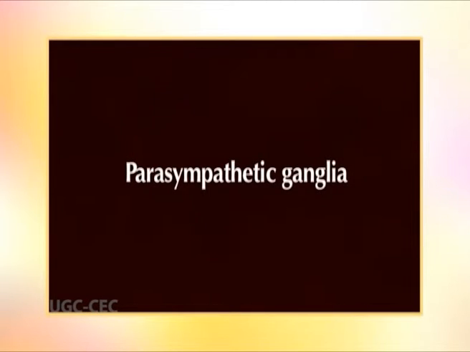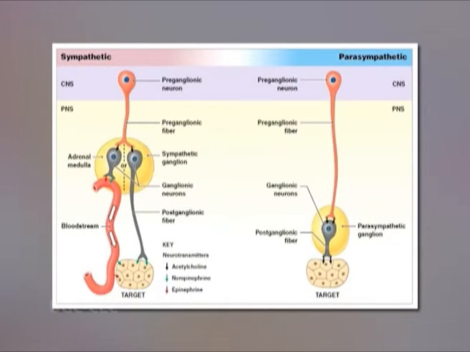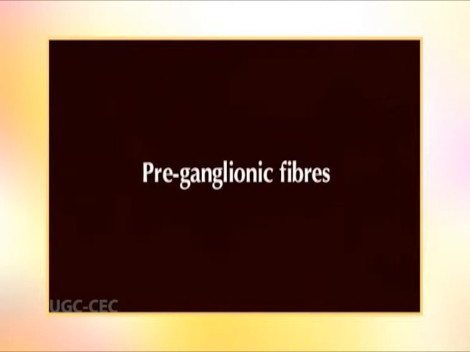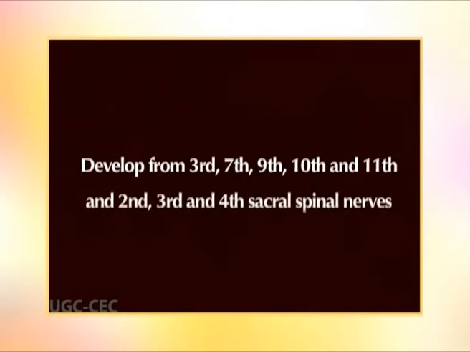parasympathetic ganglia. They are separate ganglia which occur in close association with the visceral organs and glands. There are additional ganglia which occur in the head: ciliary from the 3rd cranial, sphenopalatine and submaxillary from the 7th cranial. Second is preganglionic fibers. The nerve fibers are cholinergic, developed from the 3rd, 7th, 9th, 10th and 11th cranial and 2nd, 3rd and 4th sacral spinal nerves.